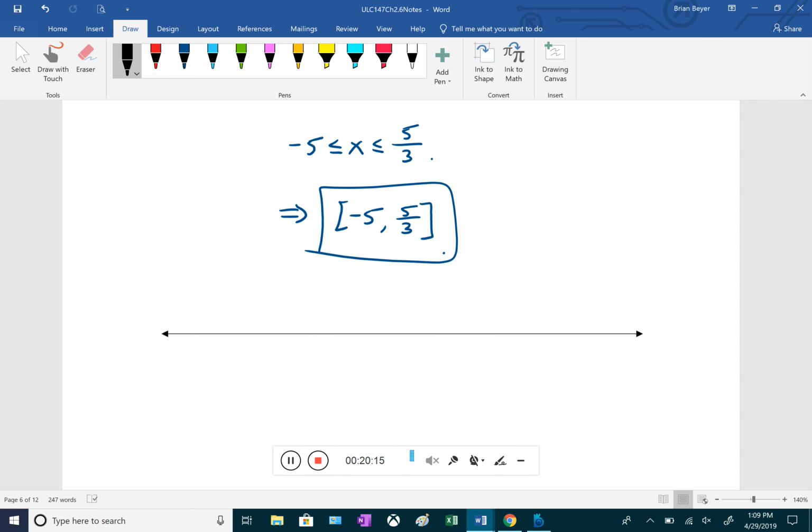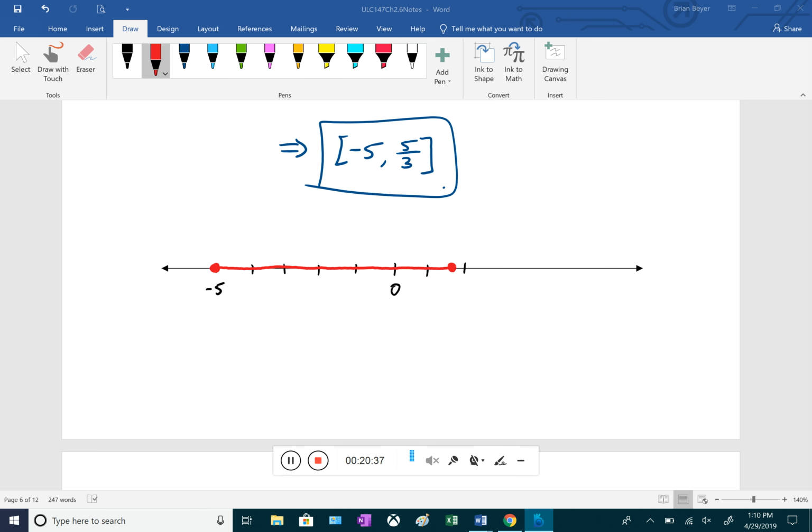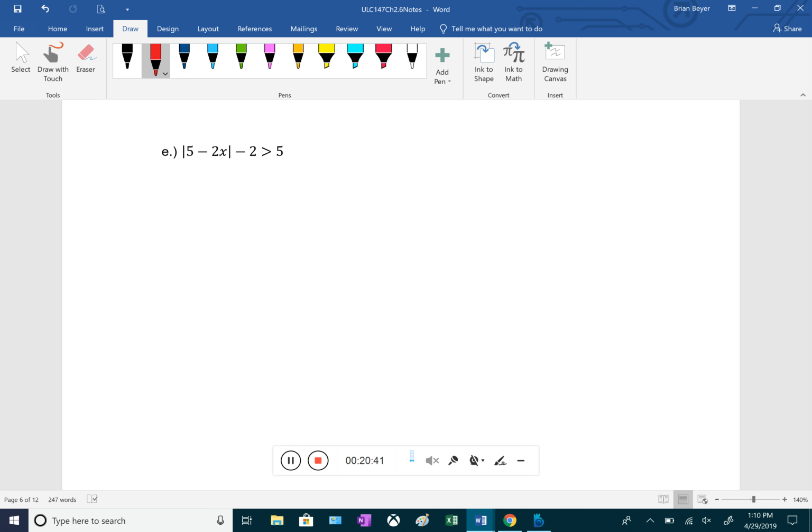And on the number line here, we have it from negative 5 over here. 5/3 is between 1 and 2, so I'll just put it right here. So that would be 5/3, and it's everything between that, including those endpoints. So something like that. Okay, do about 2 more here.